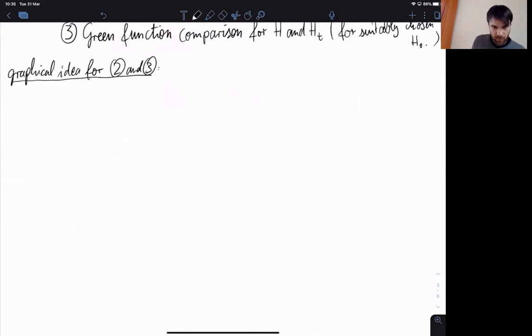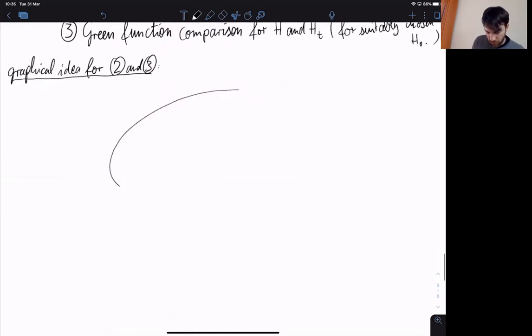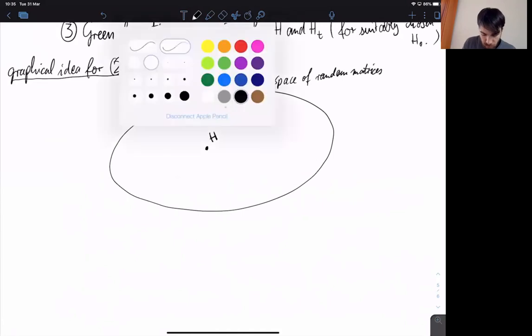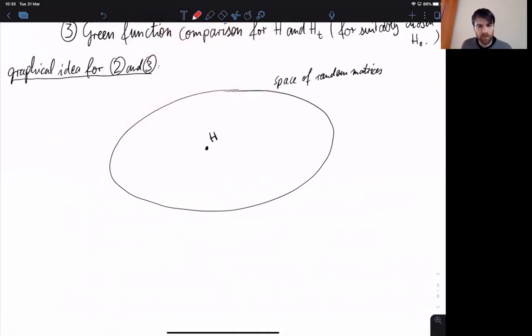So let's look at the space of random matrices in some sense. Maybe that's the whole space here. For now I always think of real symmetric or complex Hermitian matrices. And imagine we want to understand this matrix H, which lies somewhere here in the middle. Then we know that we can do this 4-moment matching. And then we see that we will have the same universality. So that's some submanifold here, if you want to think of it that way.